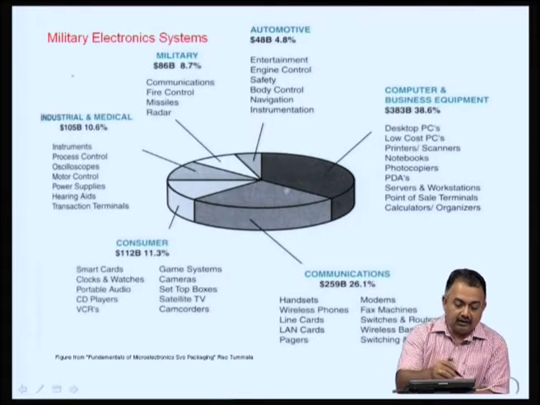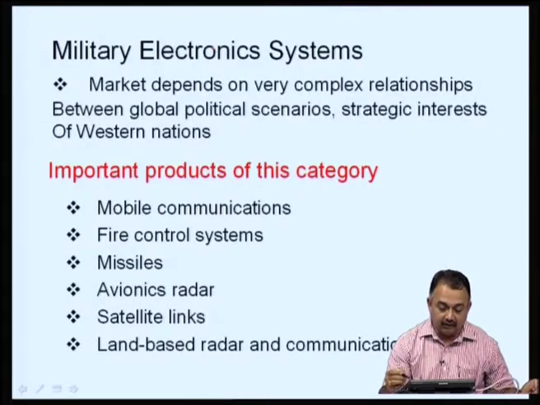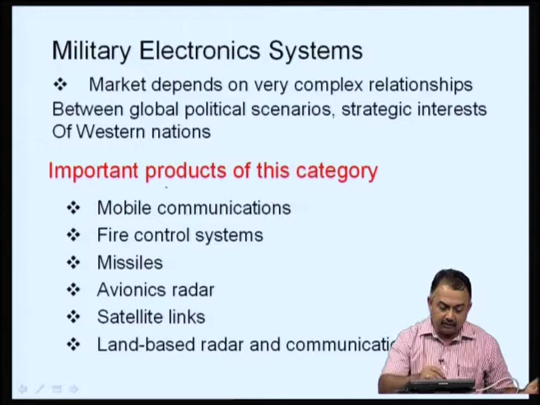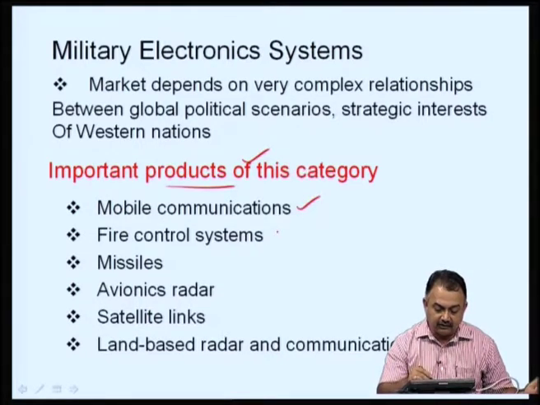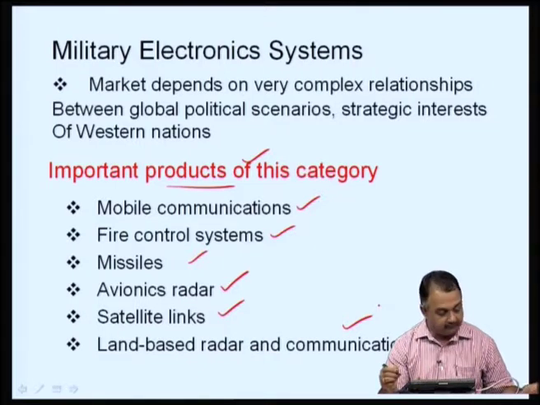Now, we will get into another area which is military electronic systems, and we will see some of the representative products. In military electronic systems, the market depends on very complex relationships, because the growth depends on the current situation of what kind of military build-up each nation requires. So, the important products in this sector will be mobile communications, fire control systems, missiles, avionics radar, satellite links, land based radar and communication systems.